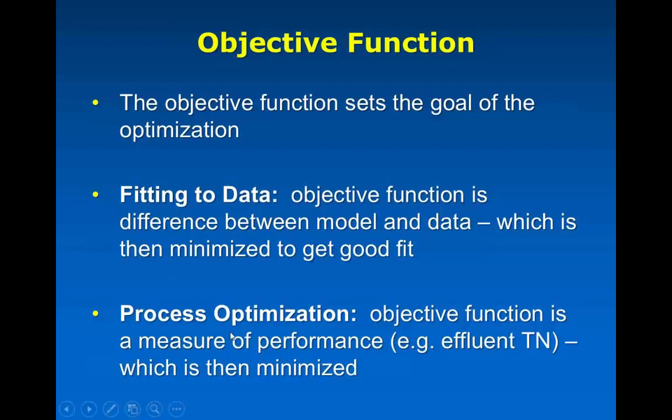As opposed to a process optimization, where your objective function is a value which you're then trying to push towards 0 or to maximize as high as you possibly can. And therefore the optimizer chooses to find sets of parameters that will make that value as large as it possibly can.